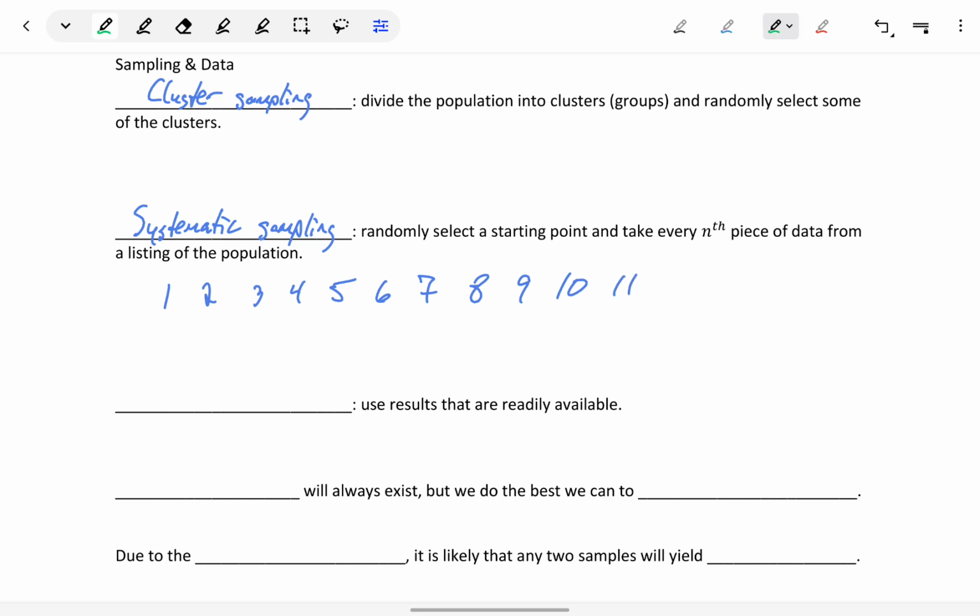We would choose a starting point randomly, like say 7, and then choose every 10th person, every 20th person, 50th person, starting with that randomly chosen person. And we would cycle back through our list if we needed to until we hit our representative number that we need, however many people we're interested in sampling.